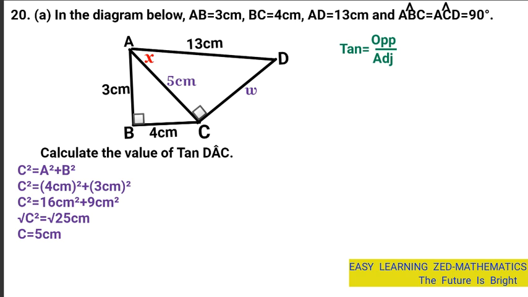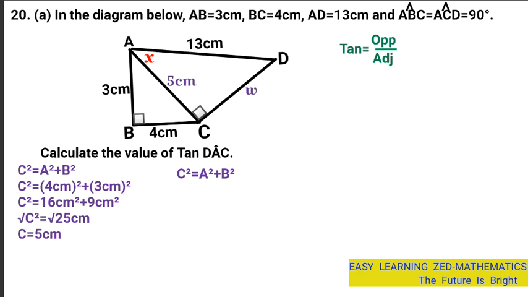So we are going to write again this formula. This is the one we're going to use: C squared is equal to A squared plus B squared. When we talk about C, this is the hypotenuse. So the hypotenuse of triangle ACD is 13 centimeter. That line is the hypotenuse. It's the longest.